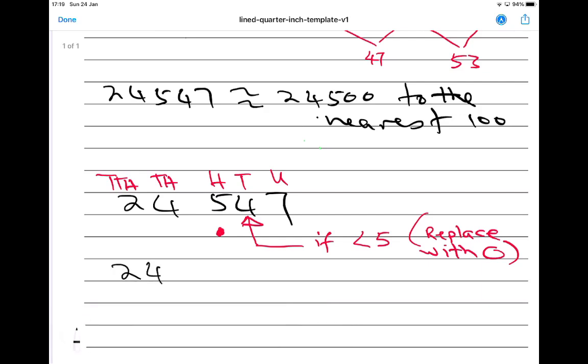And so we conclude that 24,547 will be approximately equal to 24,000. The 5 will stay as it is because that number 4 is smaller than 5. And obviously that 7 goes away as well. And that is to the nearest 100.